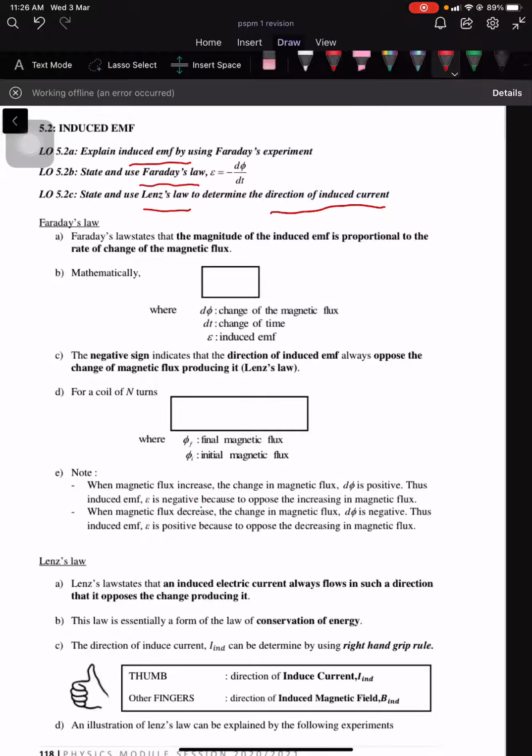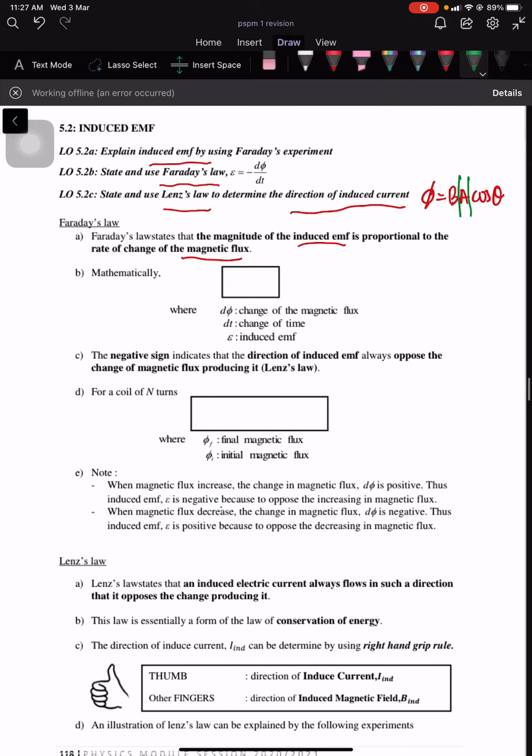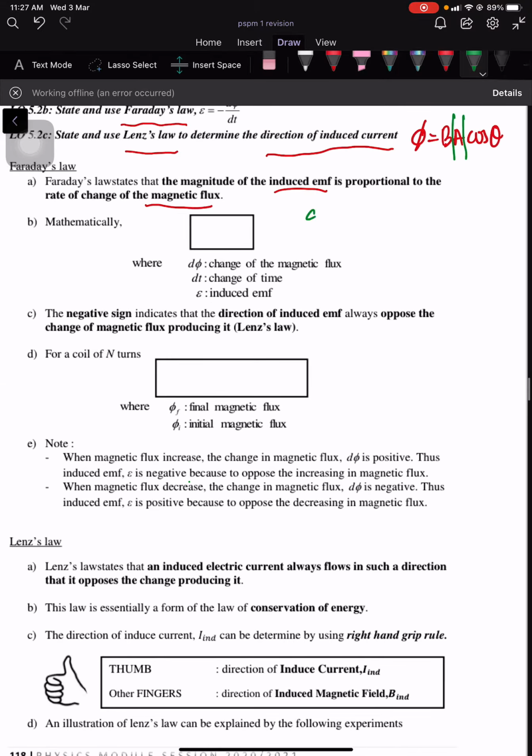So Faraday's law states that the magnitude of the induced EMF is proportional to the rate of change of magnetic flux. Before this, we have learned about magnetic flux. Flux is equal to BA cos theta. So you change B, and A and cos theta will be constant, or you change A, and B and cos theta are constant, or you change the angle cos theta, and B and A will be constant. So you will get the induced EMF that is directly proportional to the change of magnetic flux.